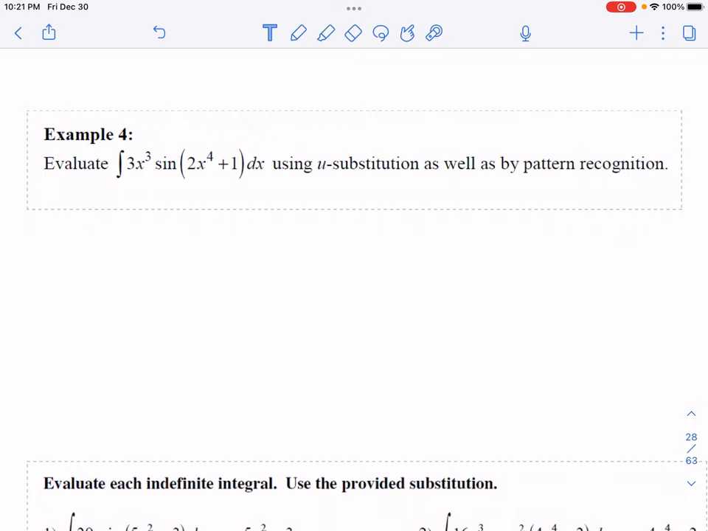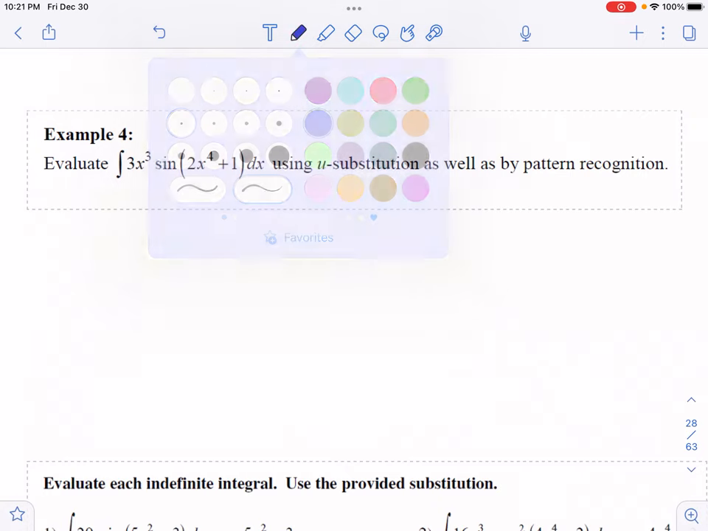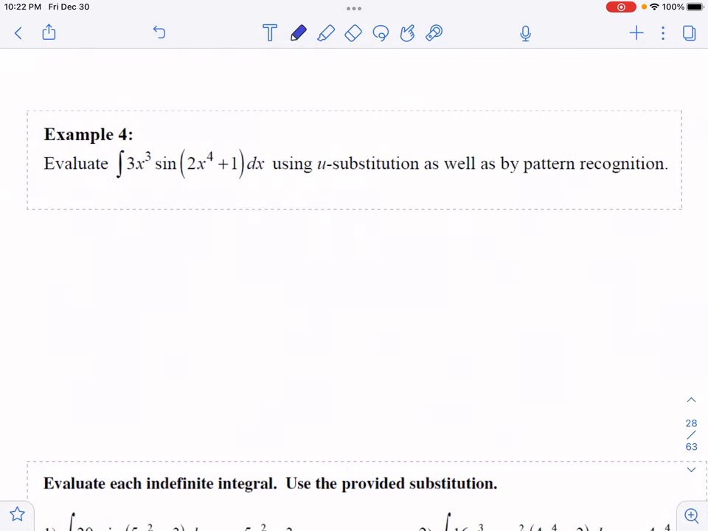All right, so this says to evaluate the integral of 3x cubed sine of (2x to the 4th plus 1), and we need to use u-substitution. Pattern recognition is just, I think, a fancy term for guessing and checking. So the first thing to notice is I see this 2x to the 4th plus 1. Now the derivative of 2x to the 4th is 8x cubed. This isn't exactly 8x cubed, but that's okay as long as there's an x cubed. The fact that that's a 3 and not an 8 is not a problem. Constants can always be dealt with.